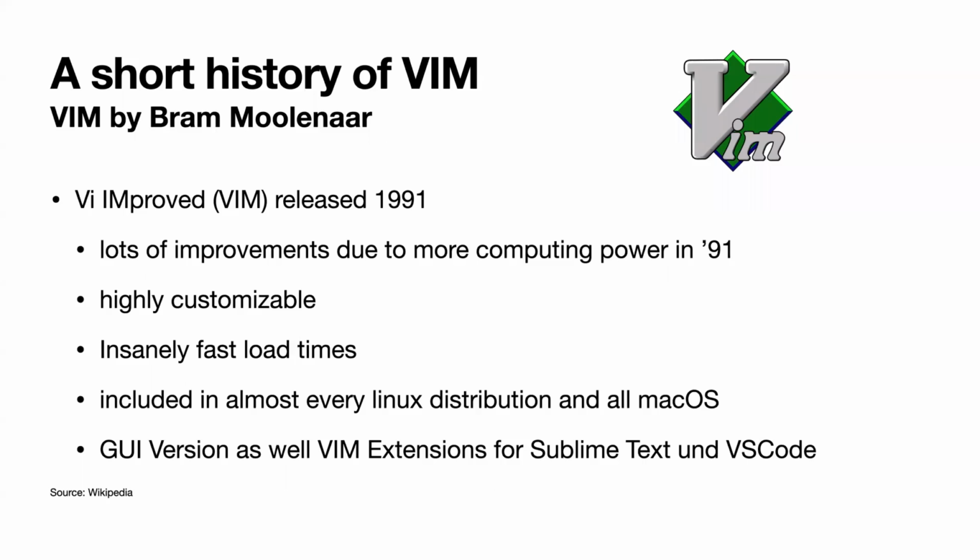On macOS, it's already installed, though you should use a newer version if you want to try that. And on Windows, you can install it as well, but it doesn't come out of the box. There are graphical versions of Vim as well for macOS and other systems. And there are some Vim extensions for Sublime Text and VS Code.